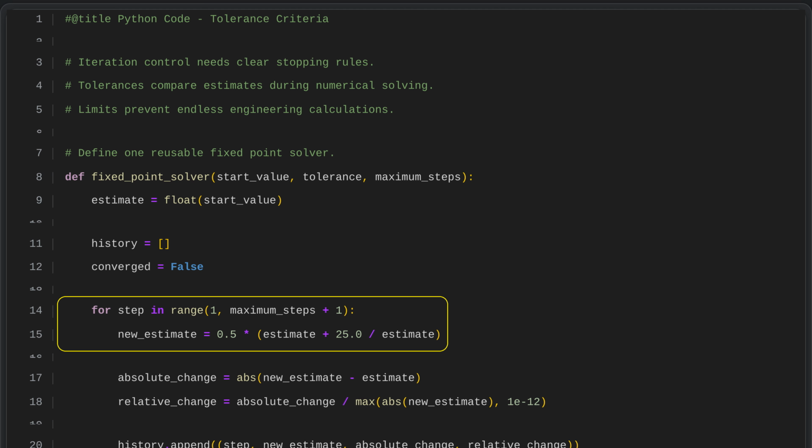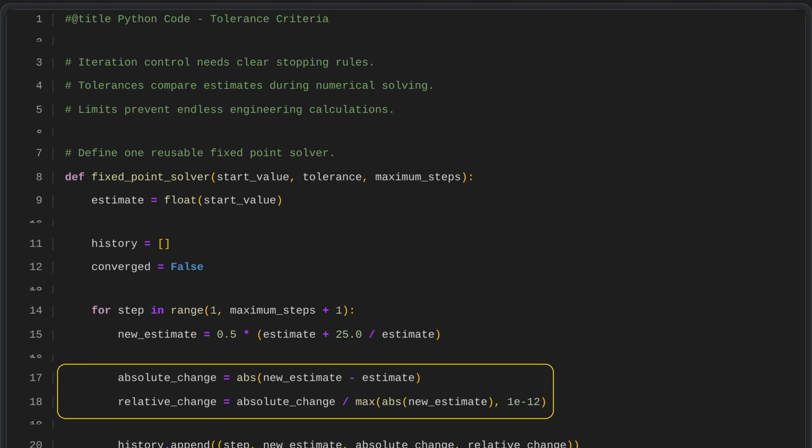The loop repeatedly updates an estimate to find the square root of 25 using fixed-point iteration. Each step averages the current estimate with 25 divided by that estimate, then uses the result to check whether the process is converging.